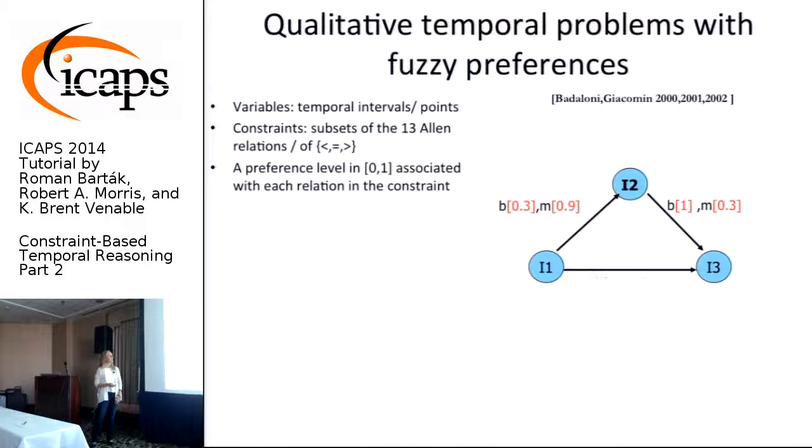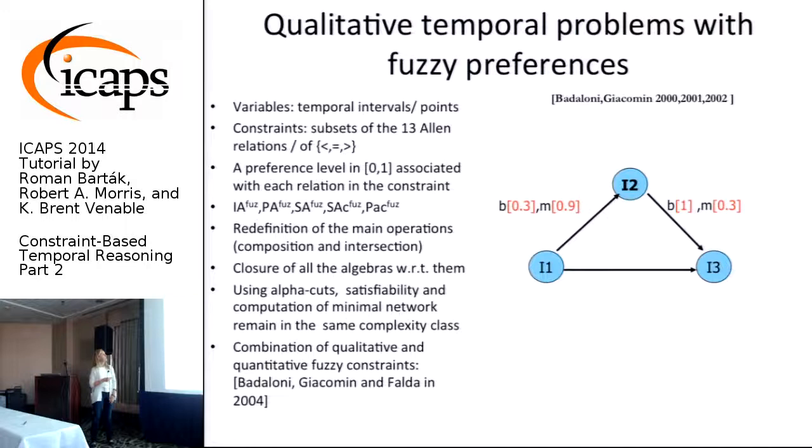So in that way, you can extend the interval algebra, the point algebra. SA was this tractable subset of the interval algebra that Roman alluded to at the end. This is an even nicer SA continuous, which allows even just path consistency to work on it, same here. Okay, so you can extend everything which has been done without preferences to fuzzy preferences. And the nice thing is that all the operations still work. You can extend intersection, composition, and everything still works. And you can also combine quantitative and qualitative fuzzy problems. So if you want to look more into this, I encourage you to look at the work by these authors.